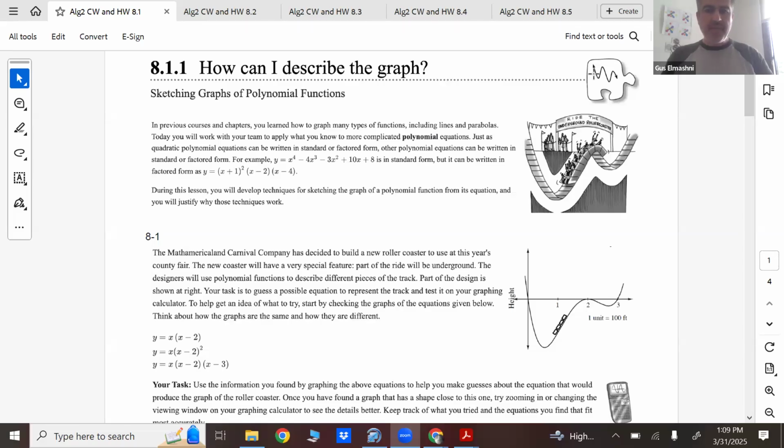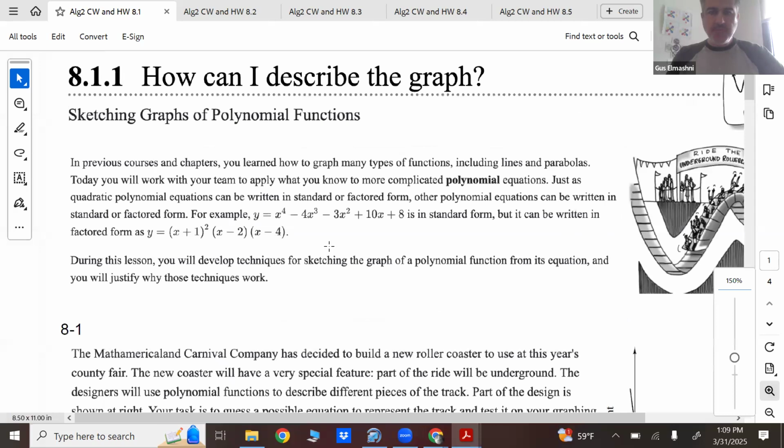Including lines. Today, you'll work with your team to apply what you know to more complicated polynomial equations. Discuss: quadratic polynomial equations can be written in standard or factored form. Other polynomial equations can be written in standard or factored form. For example, y equals x to the power of 4 minus 4x cubed minus 3x squared plus 10x plus 8 is in standard form, but it can be written in factored form as y equals (x plus 1) squared, (x minus 2), (x minus 4).